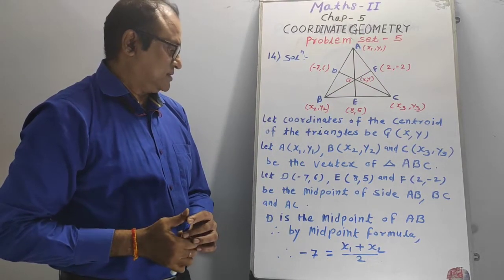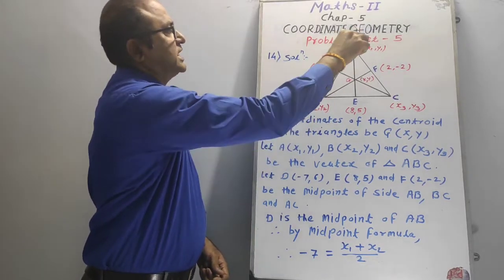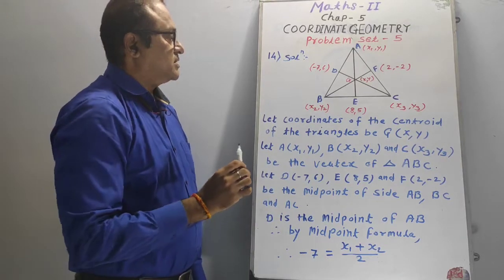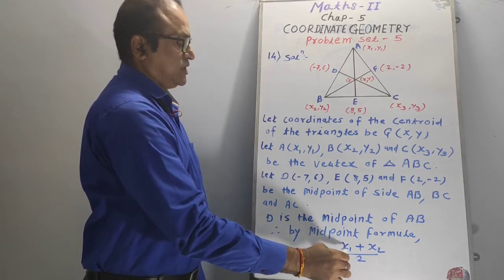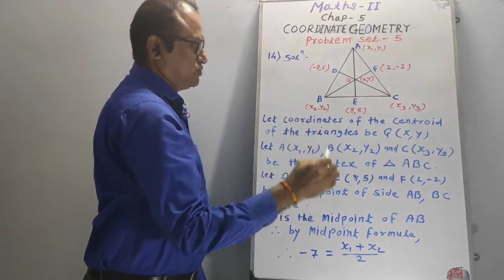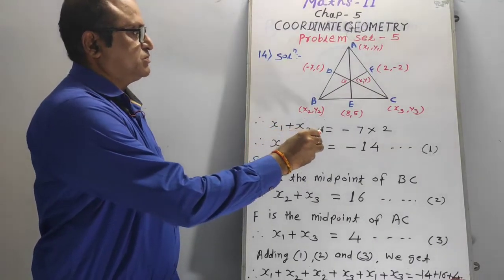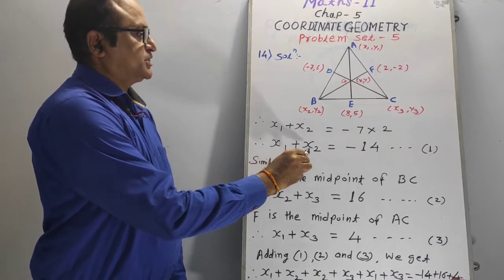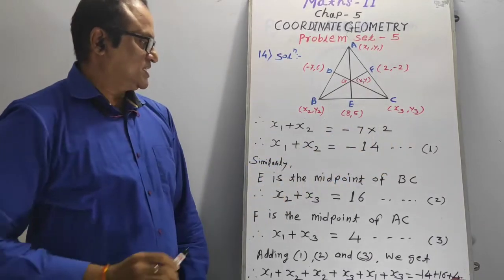First find D. D is the midpoint of side AB, so by the midpoint formula, -7 is equal to (x1 plus x2) upon 2. Therefore, x1 plus x2 is equal to -7 into 2. Therefore, x1 plus x2 is equal to -14, equation 1.